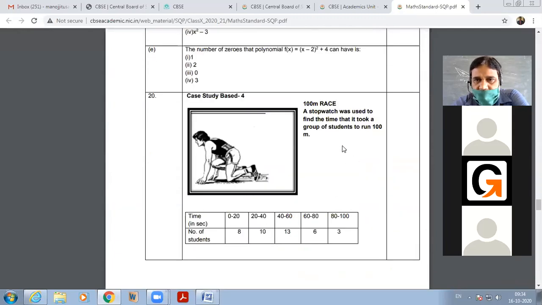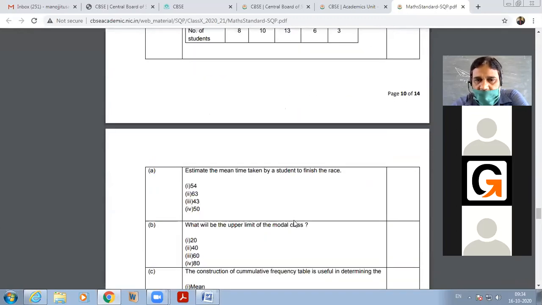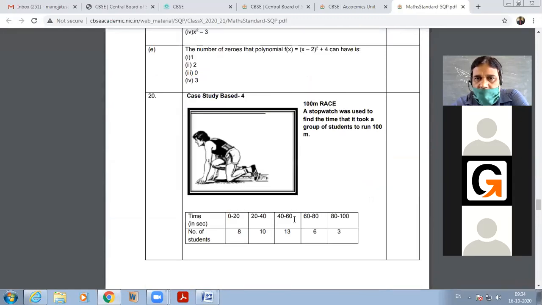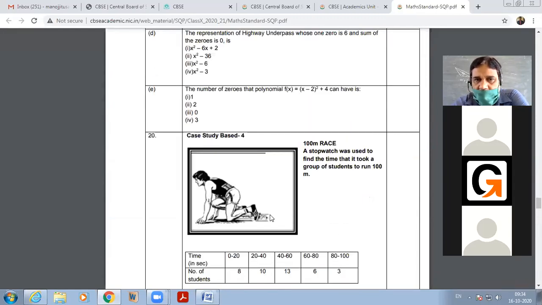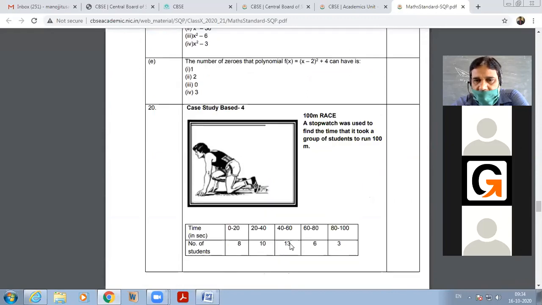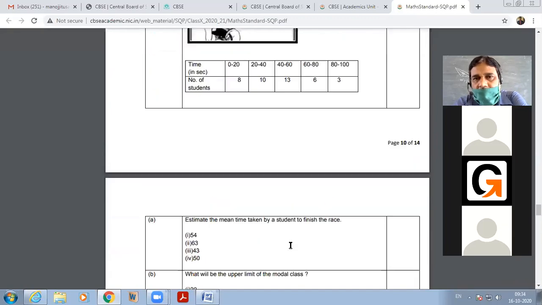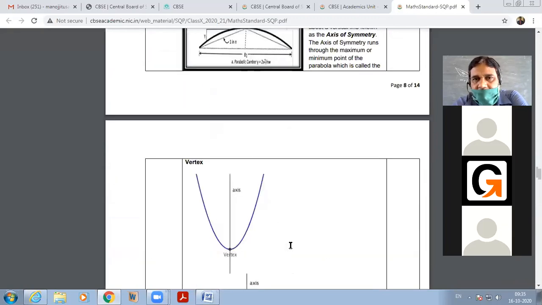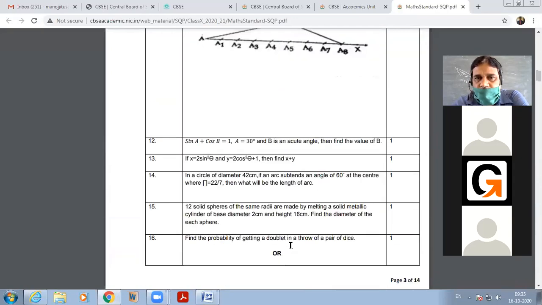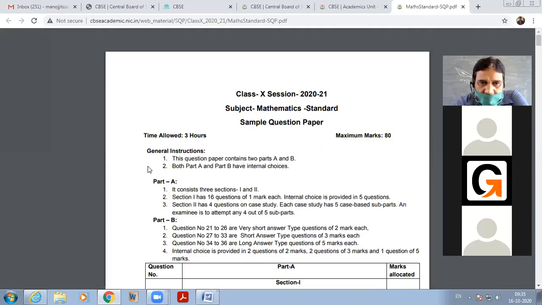Here is another case study. This is based upon your statistics. When a concept is given about mean, mode, median, questions are given based on that. So, clear. Part A and part B. Part A carries 32 marks, all 1 mark: 16 short questions and 16 case study questions.